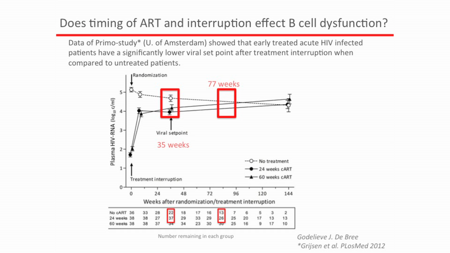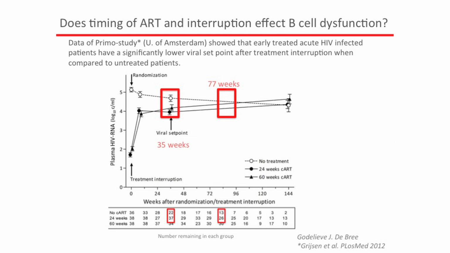Clearly this is a moving target because they recruited 33, 38 and 38 individuals into these groups. And as their CD4 counts drop, they then get put back on therapy. So this shows the numbers remaining in each group as we move towards 144 weeks. And this is actually published in PLOS Medicine.